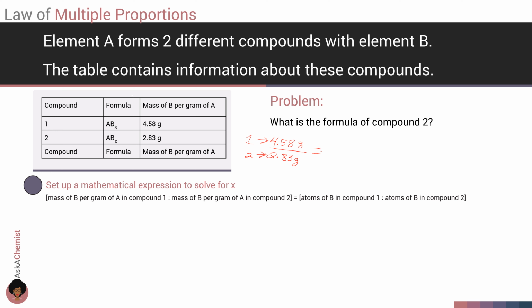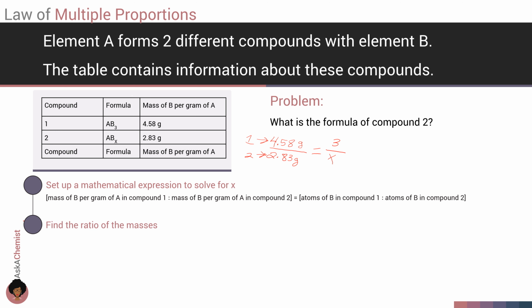Then we're going to set this equal to the number of atoms of B in compound 1, which is 3. And we don't know the atoms of B in compound 2. That's X. So we'll set that here as X. We got all of this information from this table.